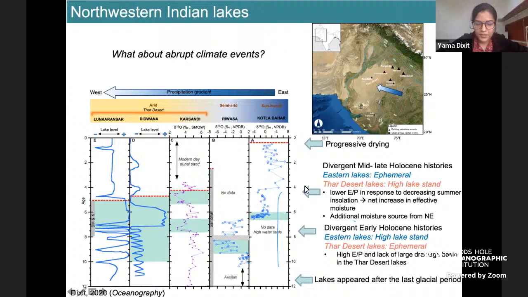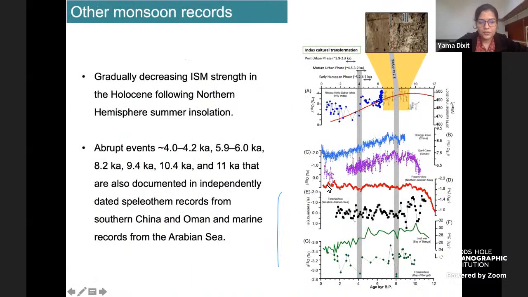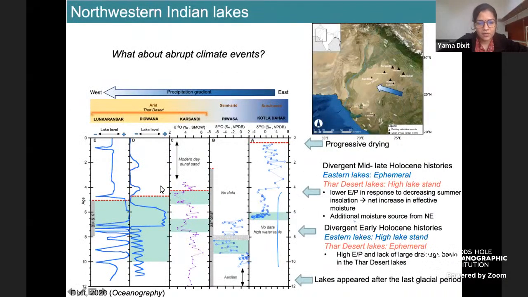The 4.2 event also is not very well recorded in most of these records. And again, there is several evidence which suggests that there could be more moisture coming in from winter monsoon or western disturbances, which maintained these lakes, and the abrupt decline in monsoon that is recorded in Kotla Dahar is not seen in these lakes.